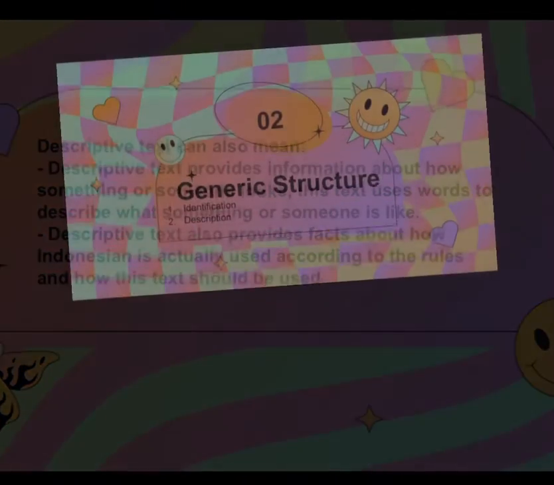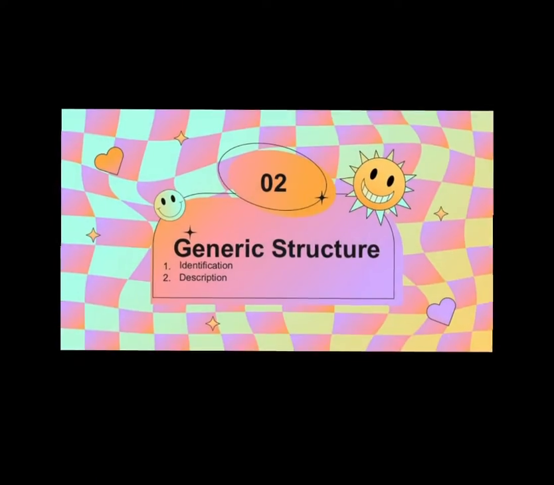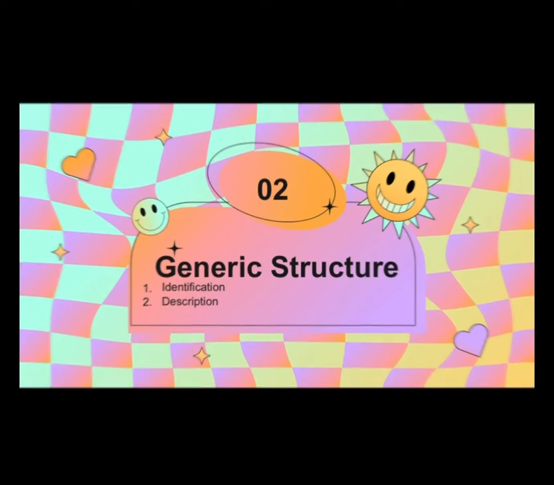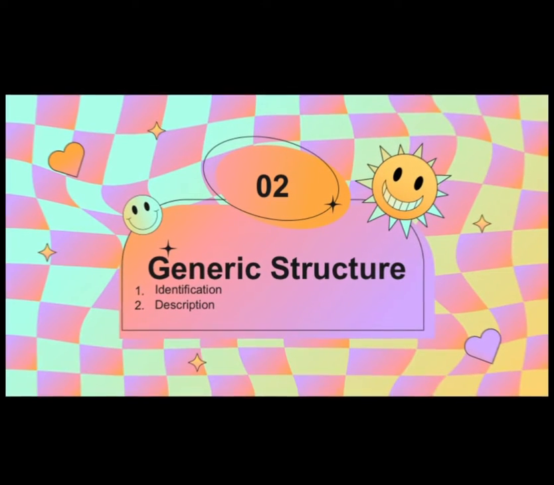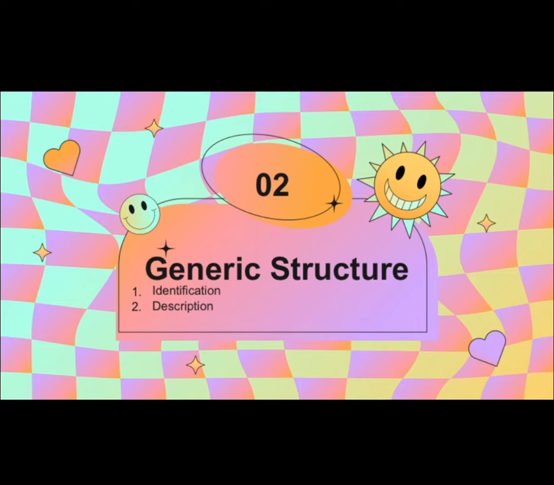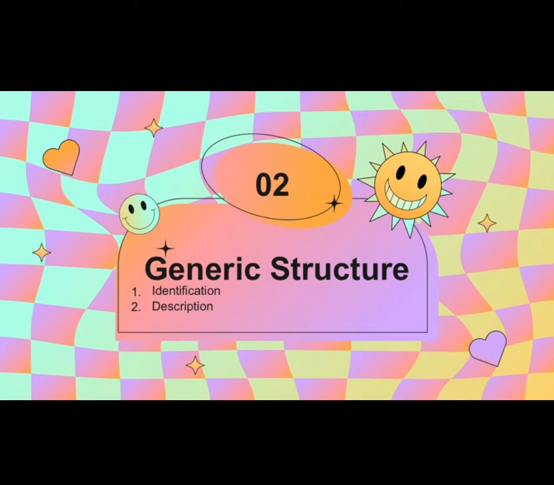We move to the next material, which is about generic structure in descriptive text. Generic structure in descriptive text has two structures. The first is identification. Identification contains the topic of introduction to place, people, animals, or other objects that will be explained.